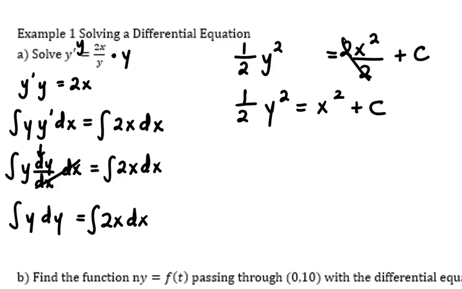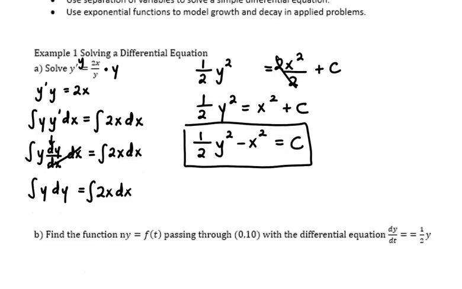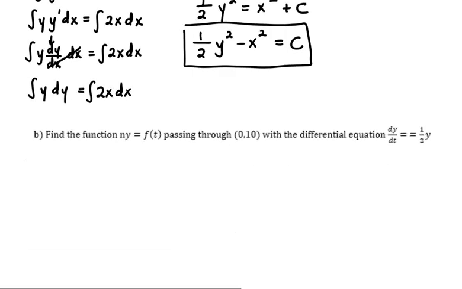Now I'm going to just get the c isolated on one side of the equation, which leaves me with this equation here. Notice that our solution to that first example does have a c in it because we were not given an initial condition, so we were not asked to find a particular solution. So in our answer there, we're giving a family of solutions.